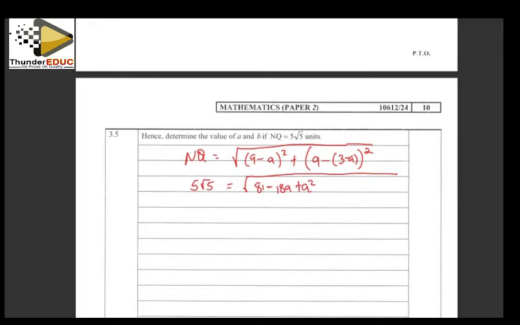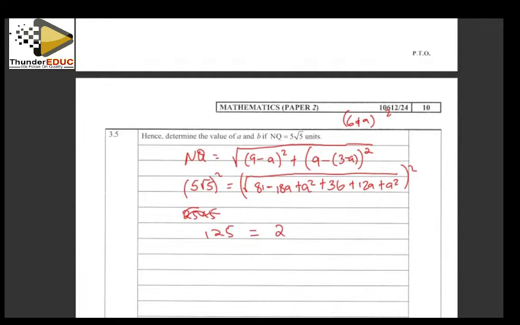Simplifying this in the brackets will just give us a 6 plus A. Let's open that up. 6 squared is 36 plus 12A plus A squared. Let's square both sides to get rid of the root sign. So if I square that and square that, that's going to be 25 times 5, which is 125.